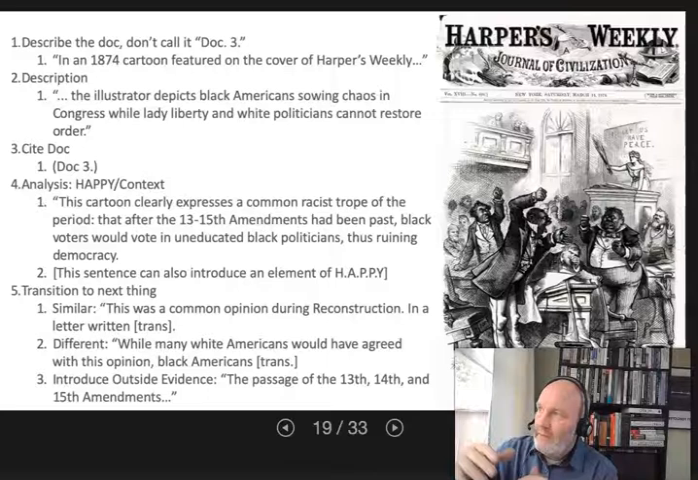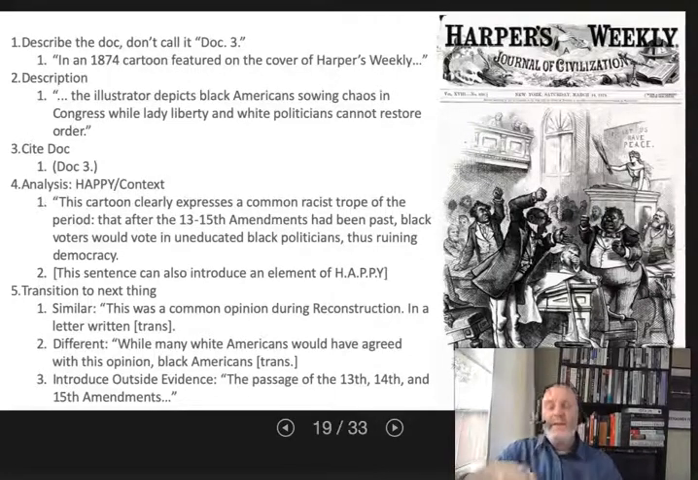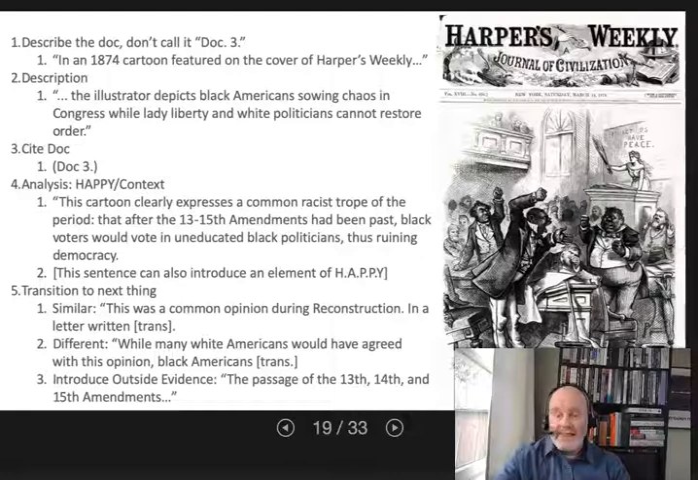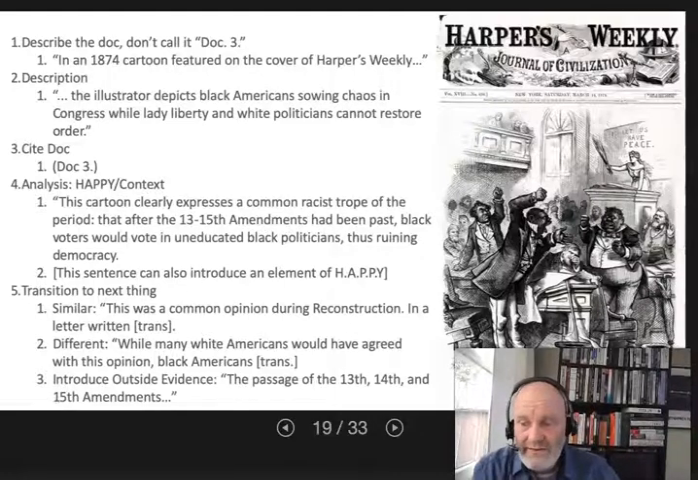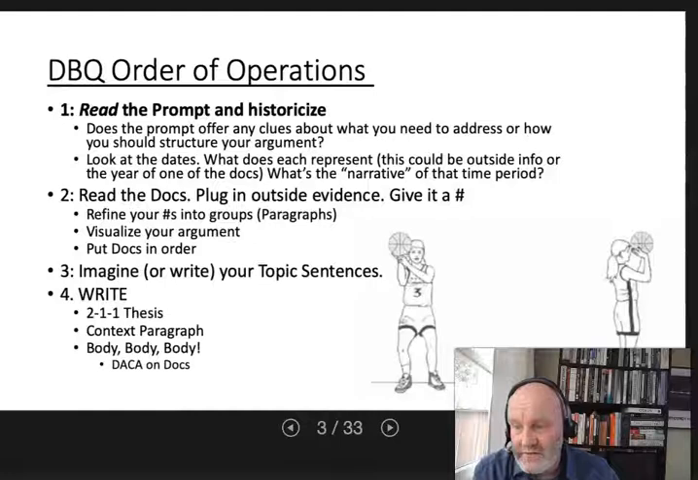In a letter written in 1875 by Frederick Douglass, we see how Douglass argues something different, right? So again, it's not hard. It's not hard. You just got to go through the steps, and these are the steps, right?